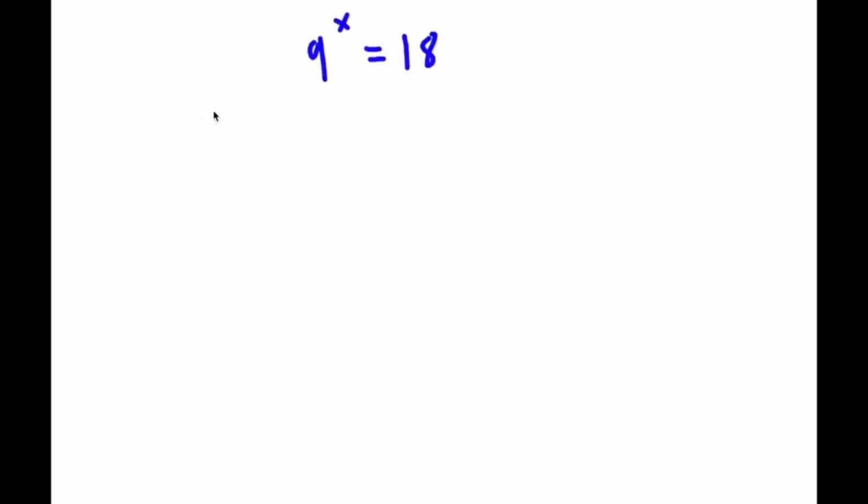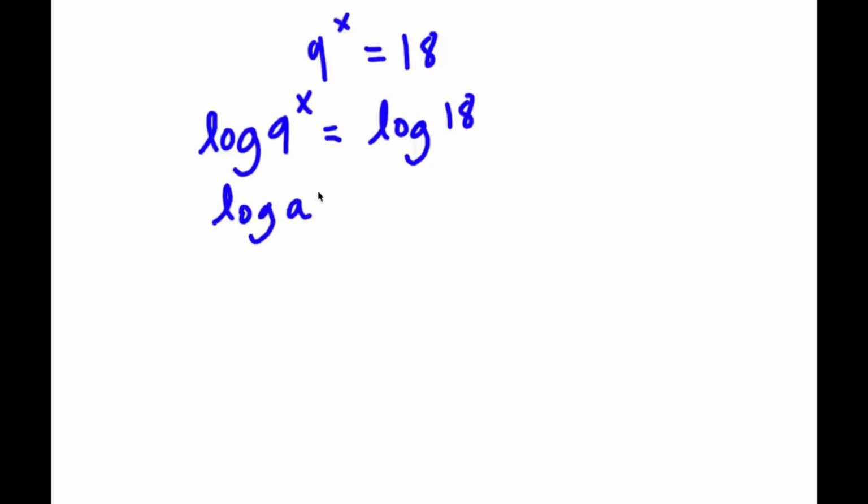Now the first thing I'm going to do is take the log on both sides. So now I have log 9 to the power of x is equal to log 18. Now, an important property of logarithms is that, let's say we have something in the form log a to the power of b, we can actually move this exponent b to the front of the logarithm. So this is going to equal b times log a.